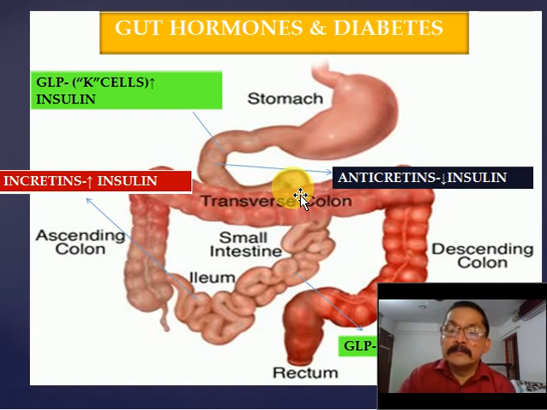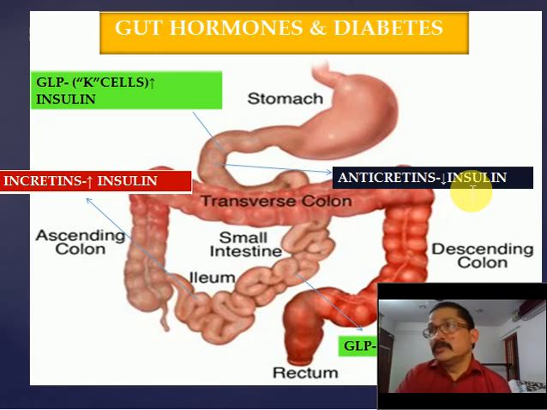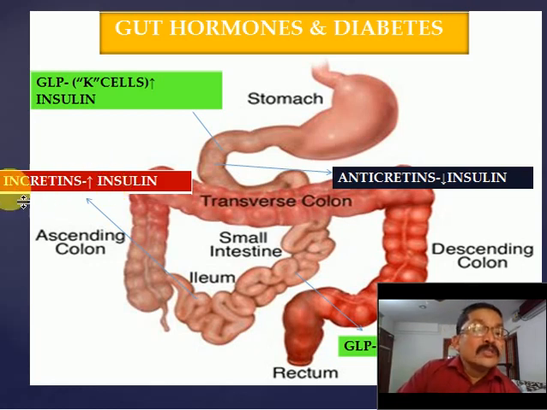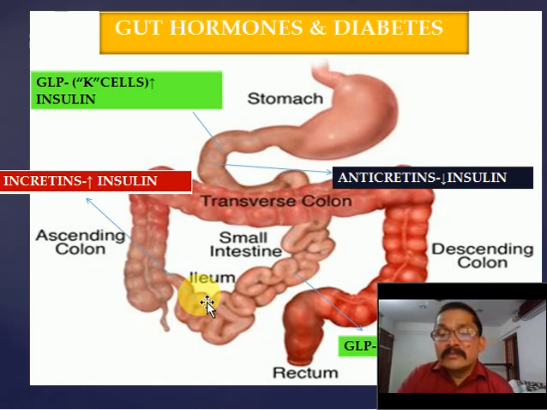In such a condition, abnormal blood glucose levels can be seen even after food, or even in the absence of food, because the GIT plays a very important role in giving instructions or signals to the endocrine cells of our pancreas. So anything which affects the incretins and anticretins, with GLP-1 and GLP of K cells, will affect the insulin release of the pancreas.